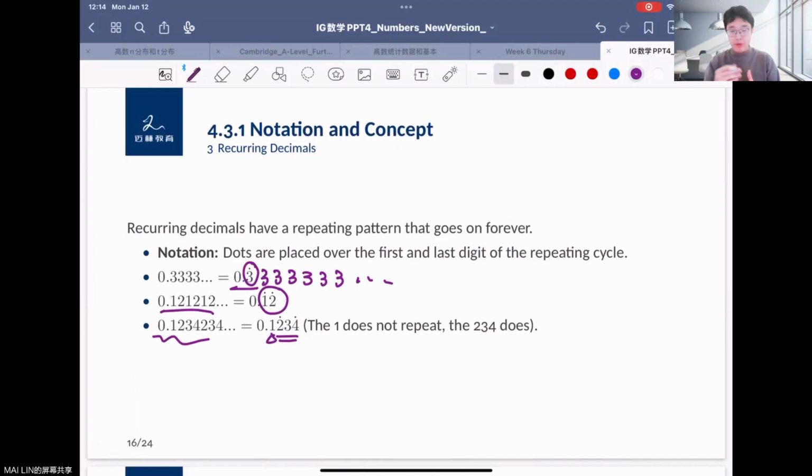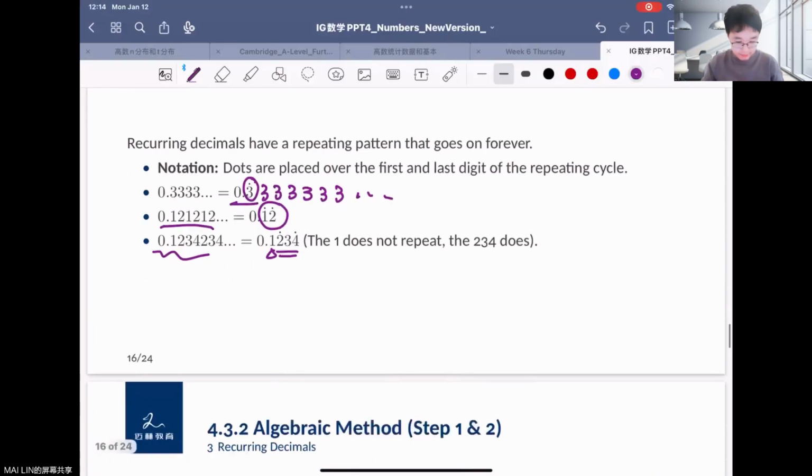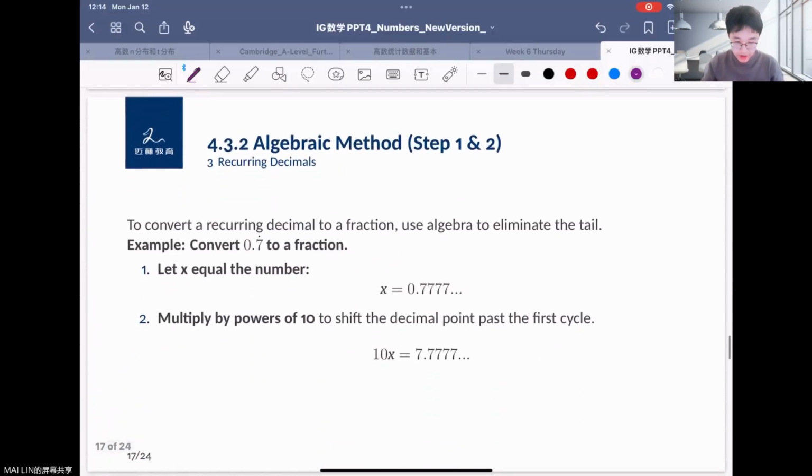I guess maybe you can just try to solve these problems. It's very important for our notation and symbols. And here, there are some questions about how to change recurring symbols into fractions, or you can also consider it as writing them out in decimal places.